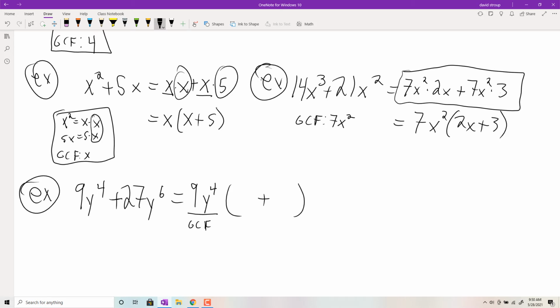Okay, and so what is left over then? What times 9y to the 4th gives me 9y to the 4th? It's just 1. And then what times 9y to the 4th gives me 27y to the 6th? You could say that's 3, since 3 times 9 gives you the 27. And then y to the 4th times y squared will give you y to the 6th.